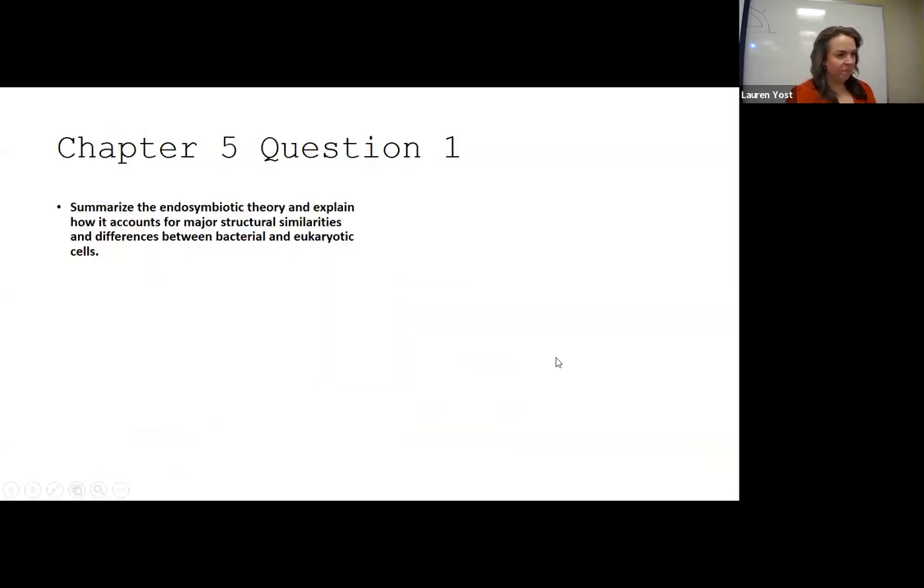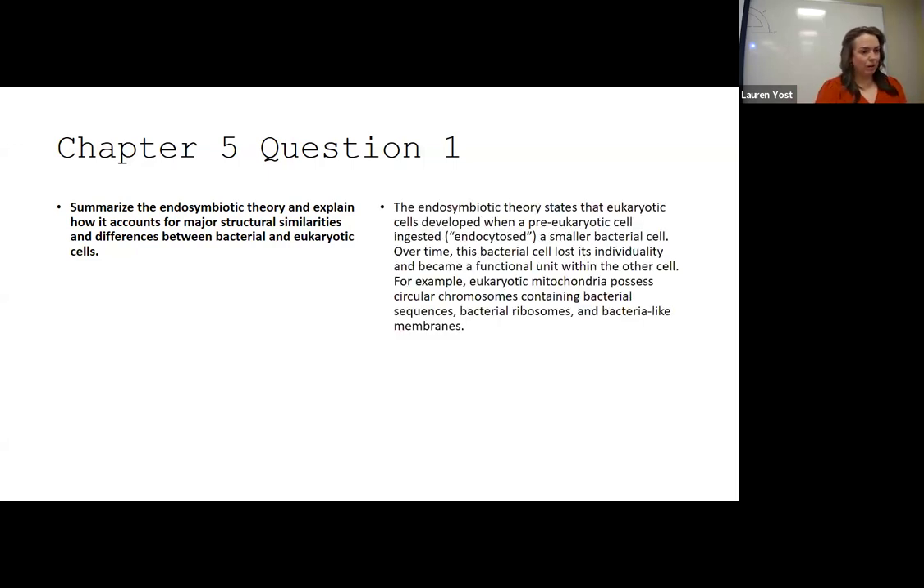All right, the first question that I have, kind of open-ended: summarize the endosymbiotic theory and explain how it accounts for major structural similarities and differences between bacterial and eukaryotic cells. This is coming back to the concept of the mitochondria and how it has its own genetic information. Chloroplast is the same way. It has its own circular genome. They have their own ribosomes. They divide separately from the cells that they reside within. That's the endosymbiotic theory, that those may have at some point been bacteria that lived inside of what eventually became eukaryotic cells. They got endocytosed. It's sort of like phagocytosis, but they became one with the host. So it became a beneficial relationship.